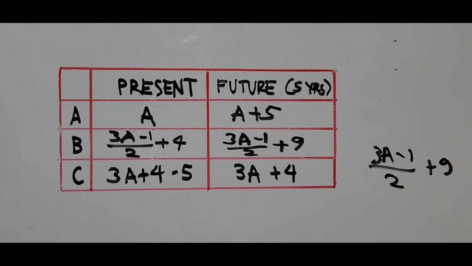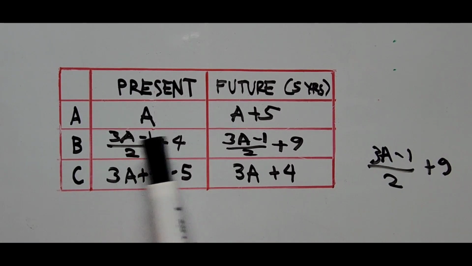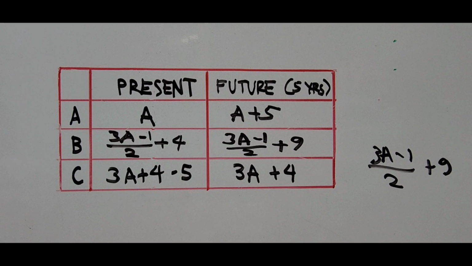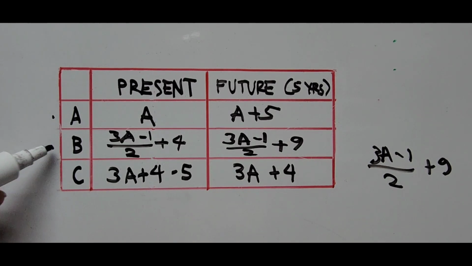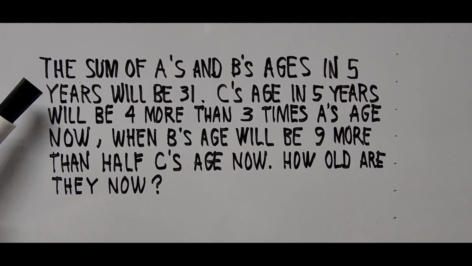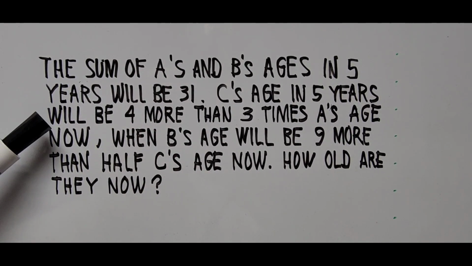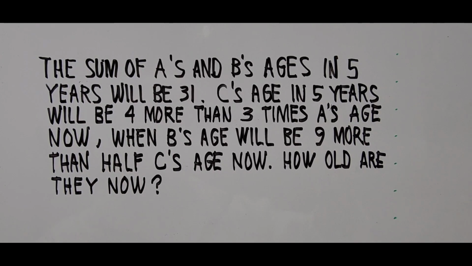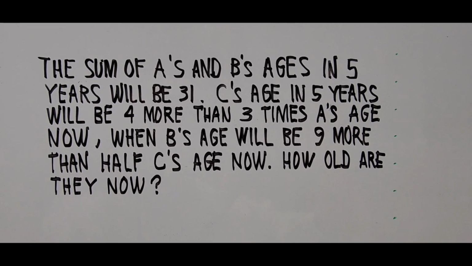Now if you notice, back on our table, we have just one variable, A, but we have 3 people involved here: A's age, B's age, and C's age. The next thing we have to do is find an equation, just a single equation, because we have just one variable. So let's go back to our problem. The first sentence says the sum of A's and B's ages in 5 years will be 31. So the sum of their ages will be 31. Going back to our table.